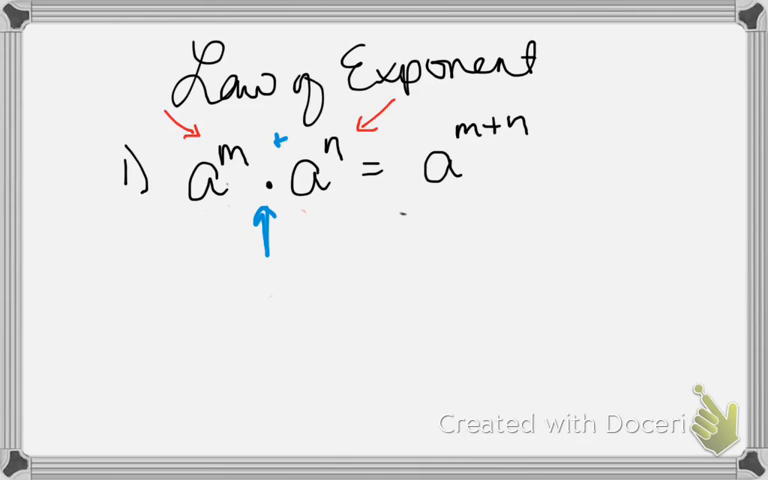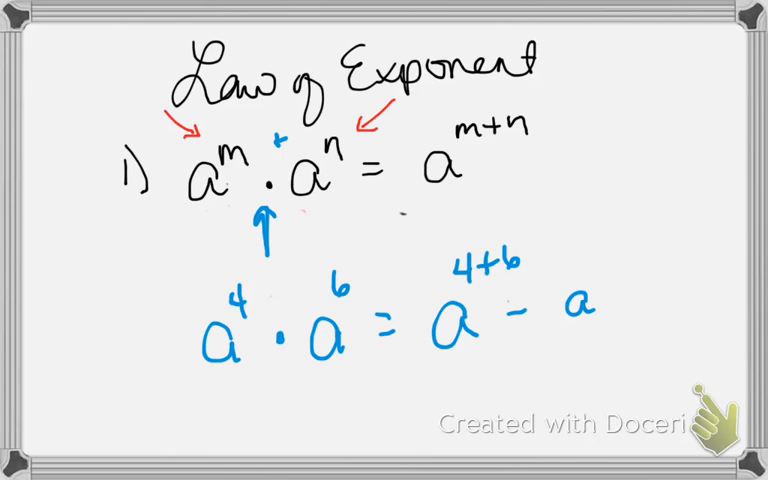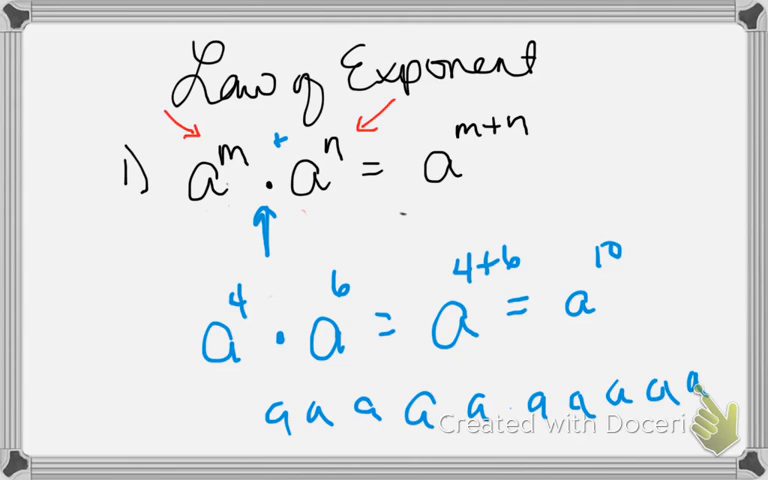So let's do one. Let's make it a variable so it's easier for us. Let's say we have a to the fourth times a to the sixth. The bases are the same, they're both a's, and we just say 4 plus 6, and we get a to the 10th power. That means we have 10 of these a's. We have 10 of them. That's what that means.